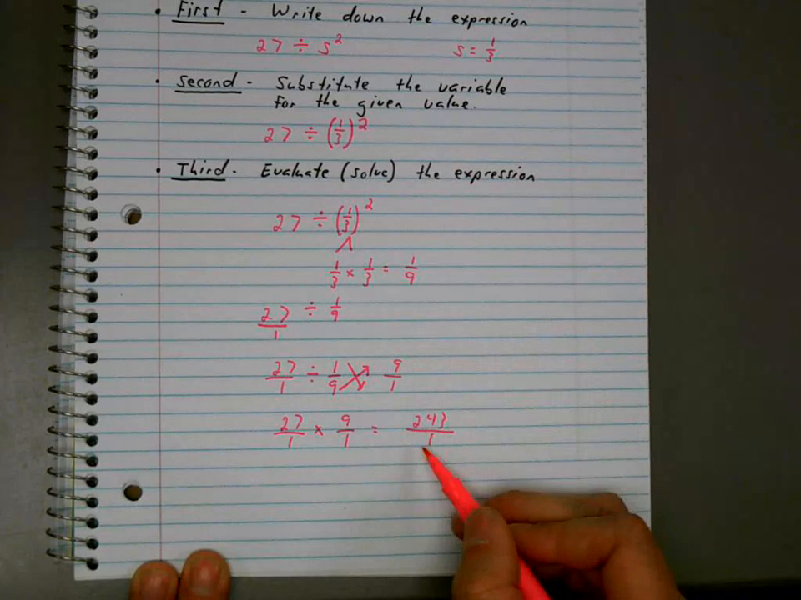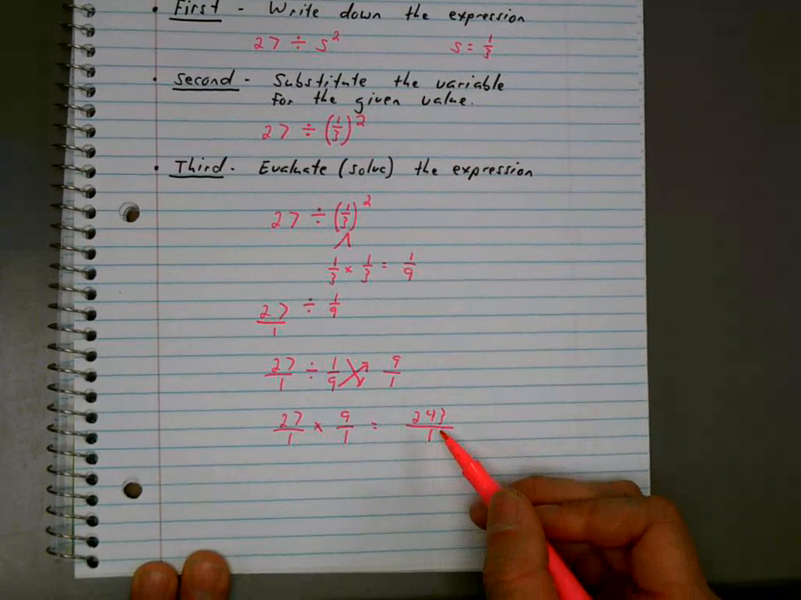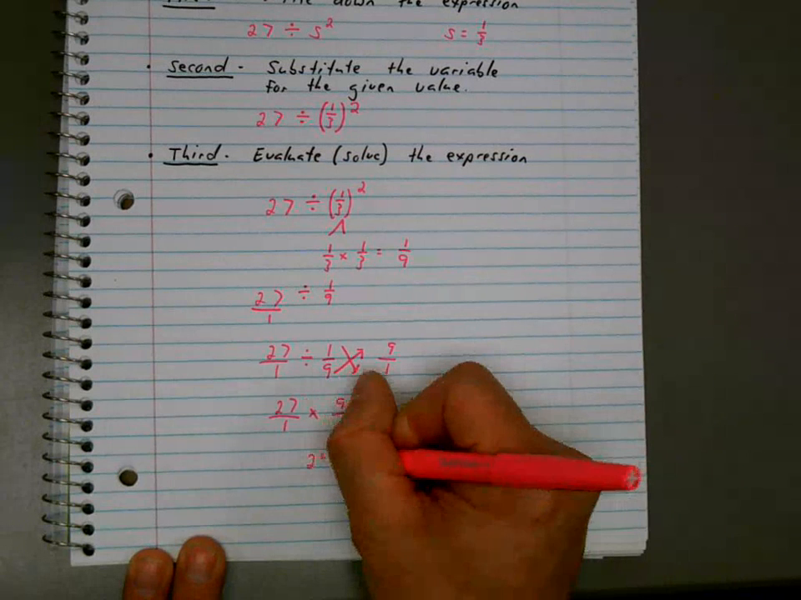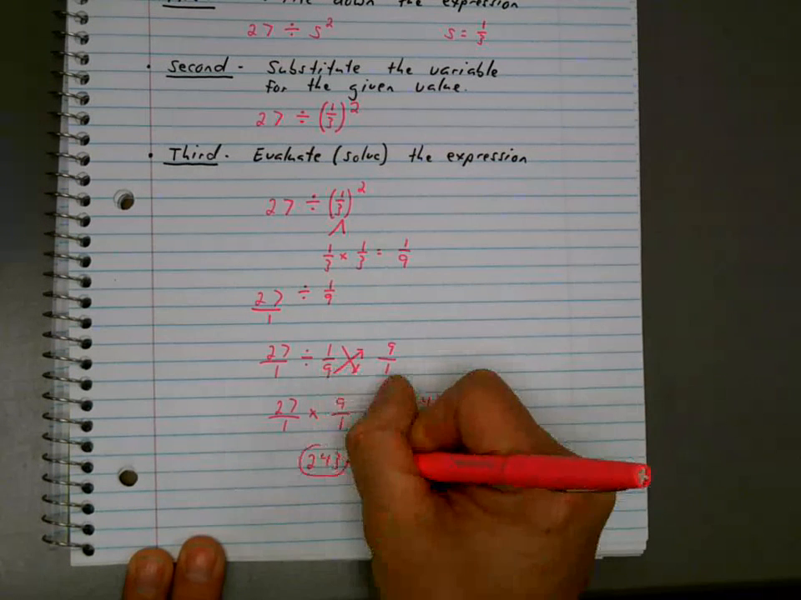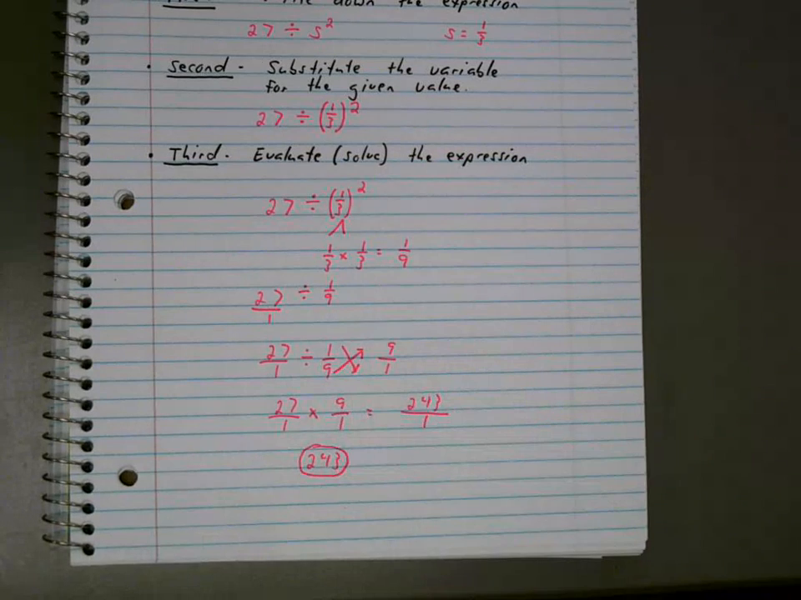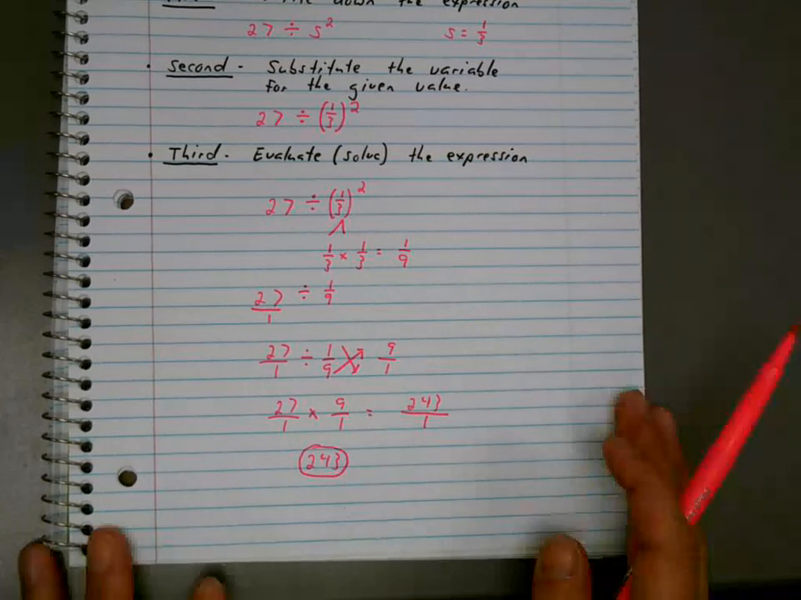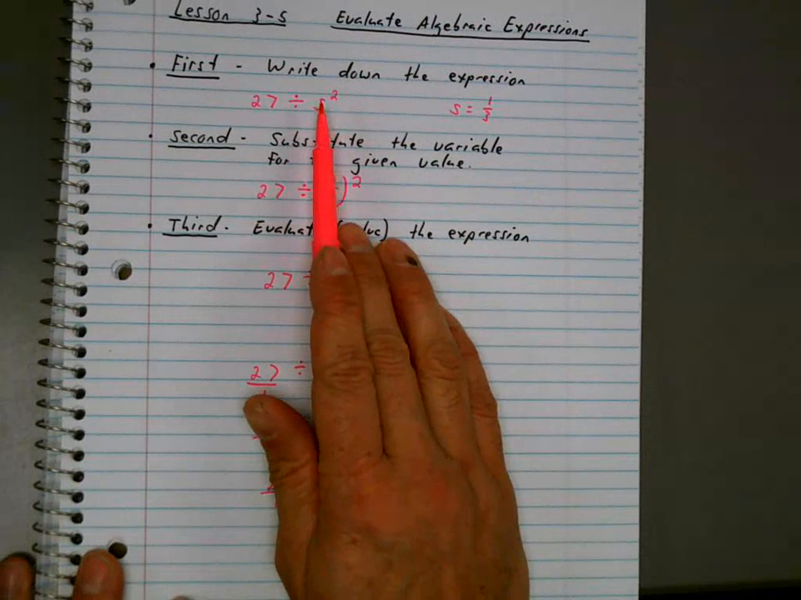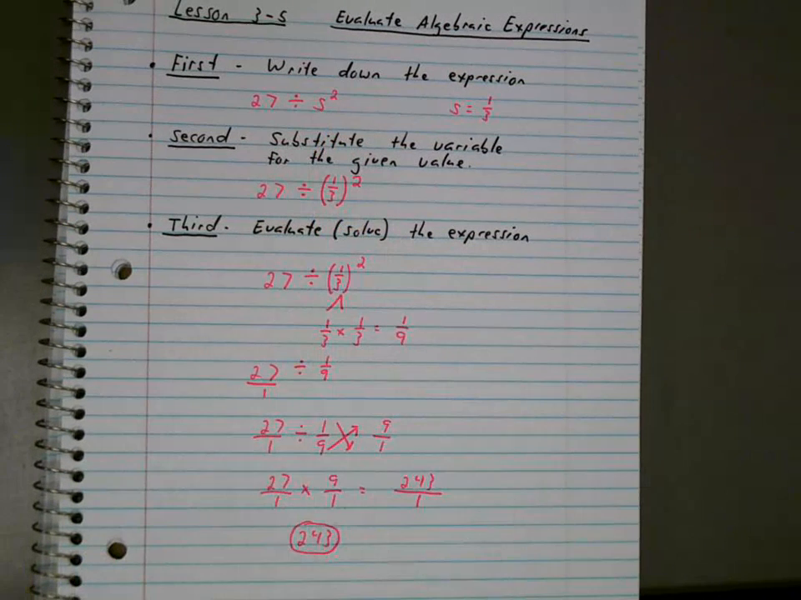But again, we know we don't want to leave our answer like this because that's not very clear. So 243 over 1 really just means 243. So again, this is the type of problem that you've already done before. The only thing new here was plugging in the value for this variable.